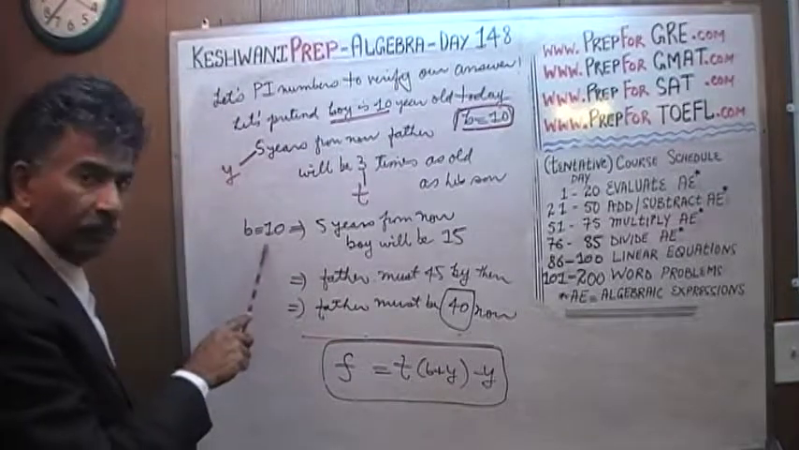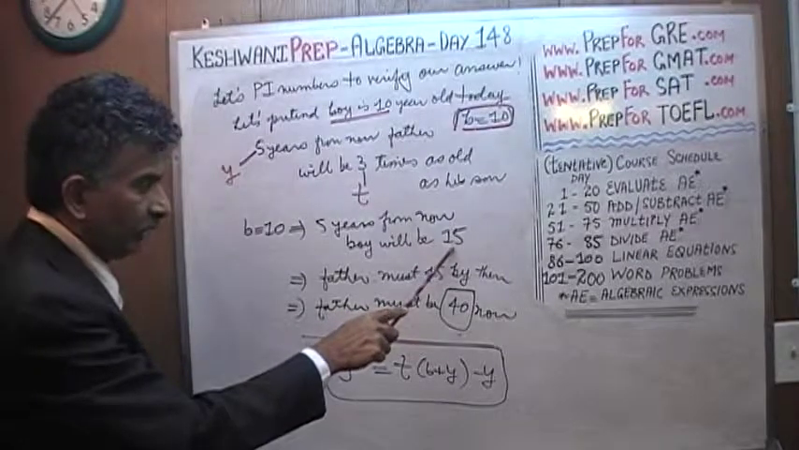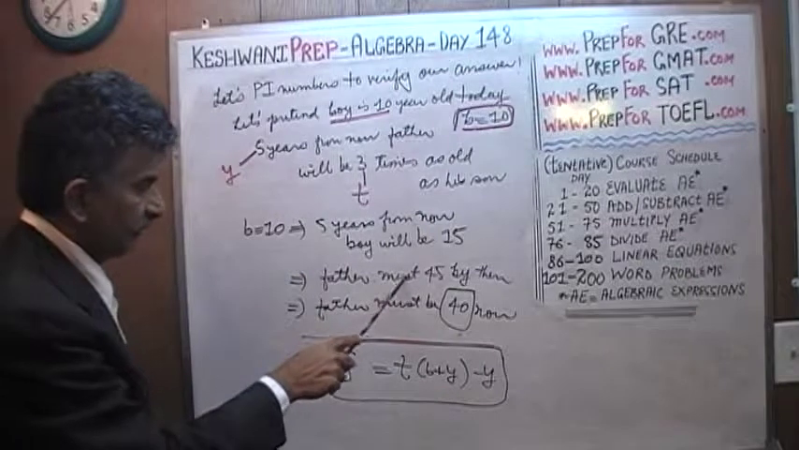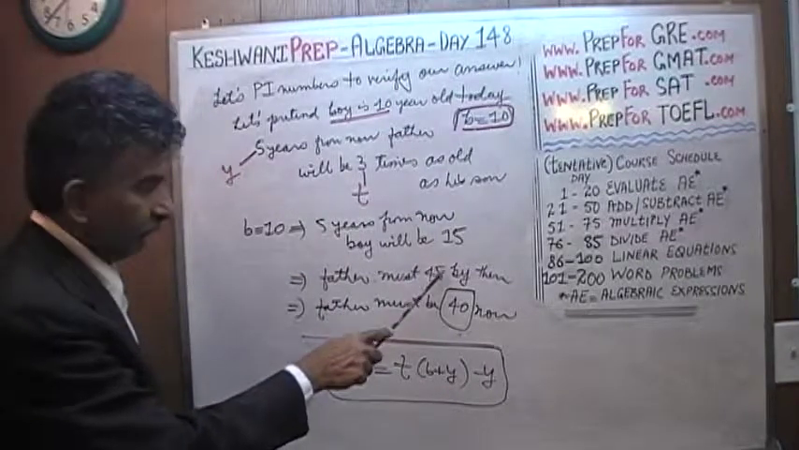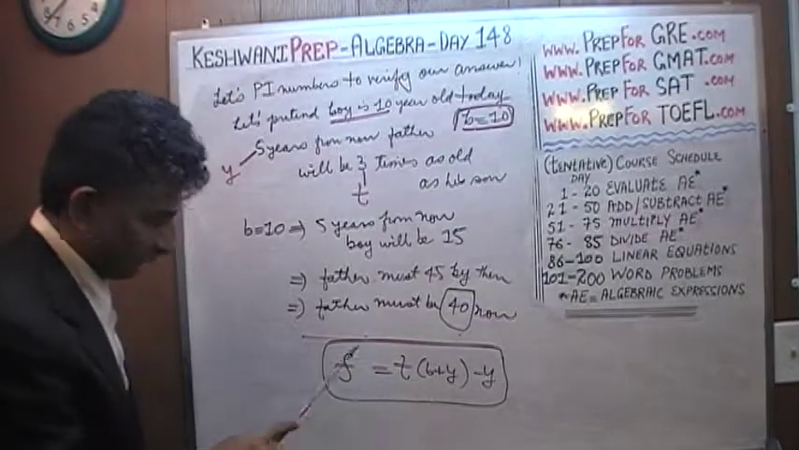There's the logic. If the boy is 10 years old today, 5 years from now he will be 15, and the father, we are told, is going to be 3 times as old. So the father must be 45 by then. If he's 45 by then, he must be 40 today. Let's see what this answer gives us.